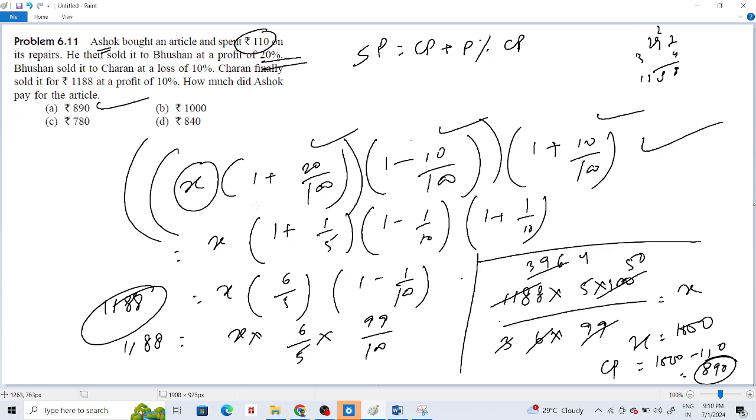Look, Ashok bought an article and spent rupees 110 on repairs. So this whole thing is taken as x, including repairs, okay, including repairs I have taken as x, so I got x as 1000. Now if the question is how much did Ashok pay for the article, not on the repairs, then subtract the repairing cost from 1000, you will get 890.